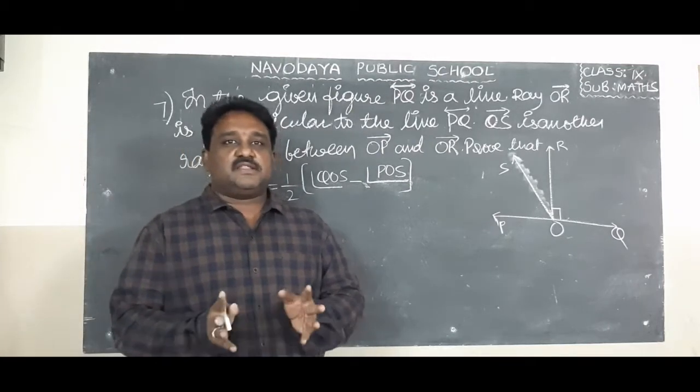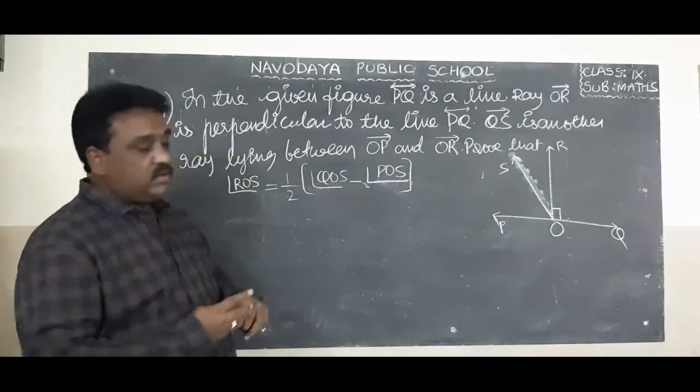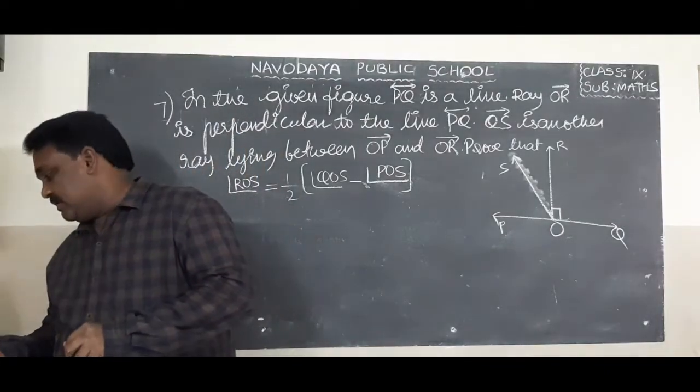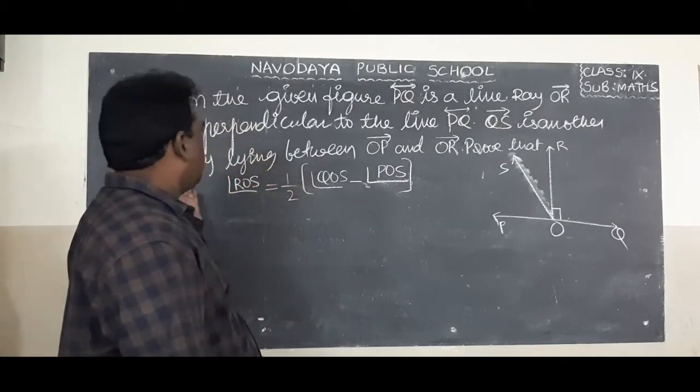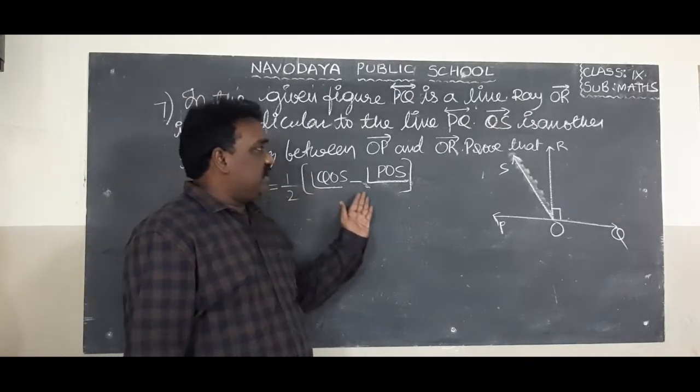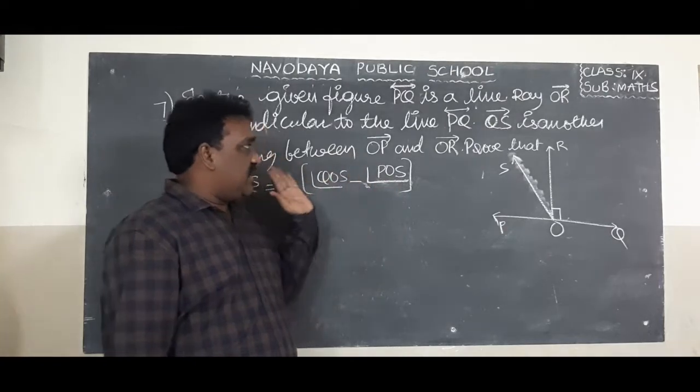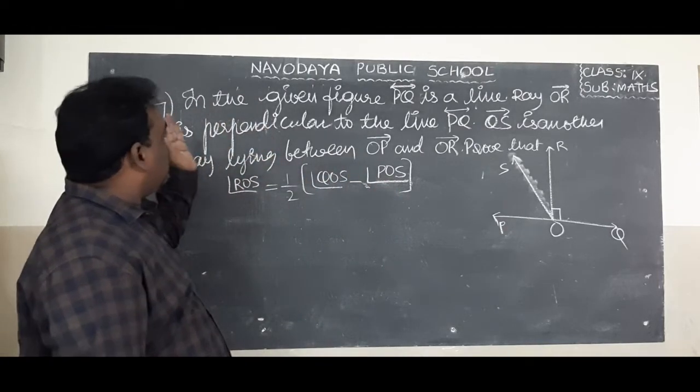In the last class, Excel 4.2, what sums were completed? 5, 6 sums completed. Now write down problem number 7. There is a diagram for problem number 7 also. What is problem number 7?